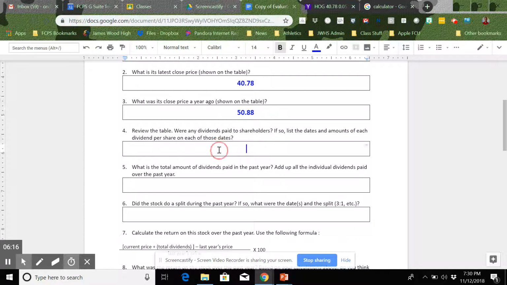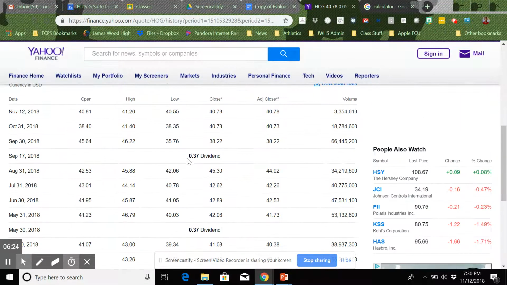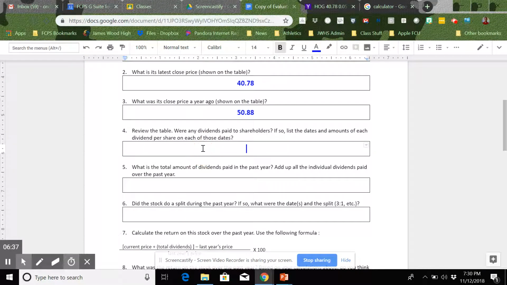The next thing I'm asking is, were there any dividends paid to the shareholder? Not all stocks paid dividends. This one happens to have paid them. And you see them listed right here. It shows the date that the dividend was paid and the amount that the dividend was. In this case, 37 cents. So I need to put in here September 17th. So I go 9/17/18. And it was $0.37.